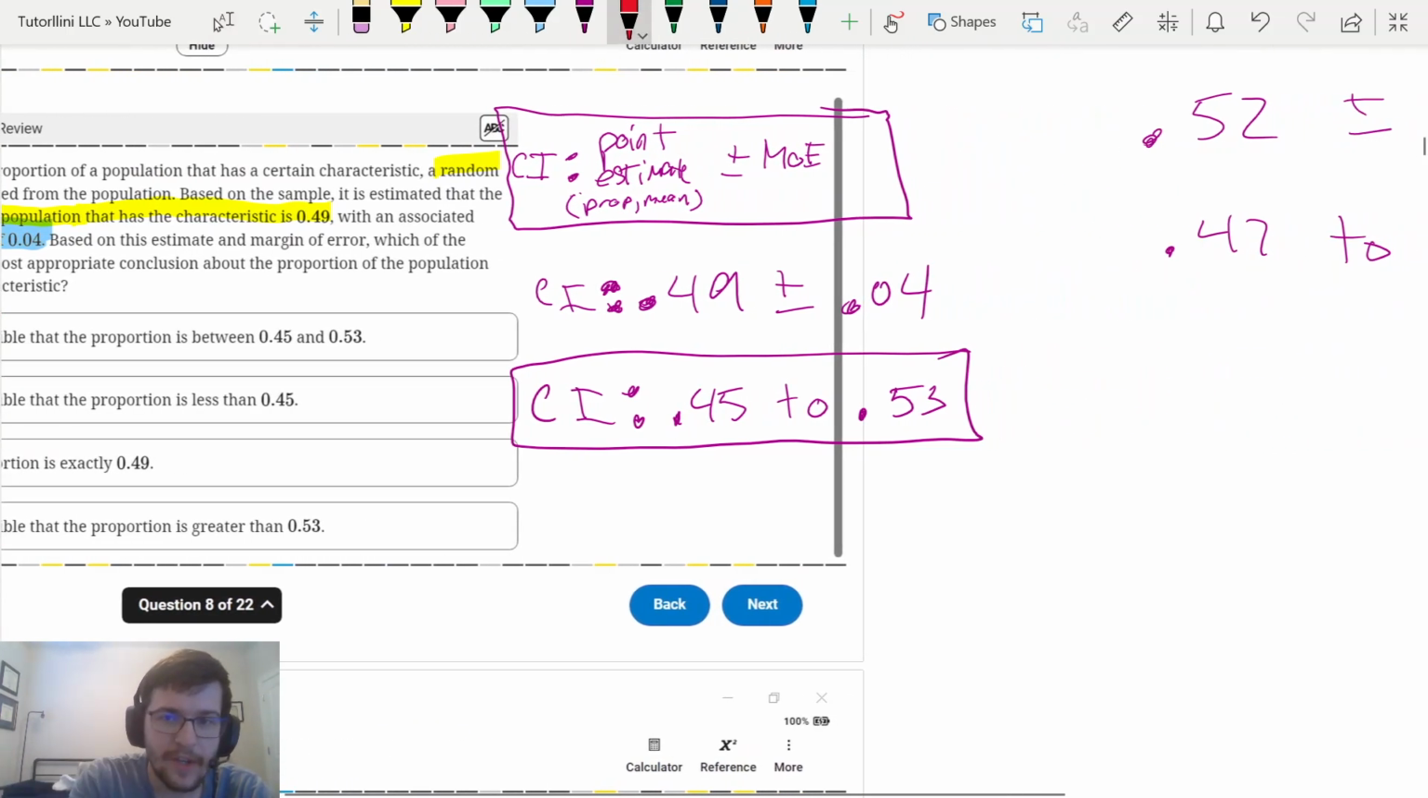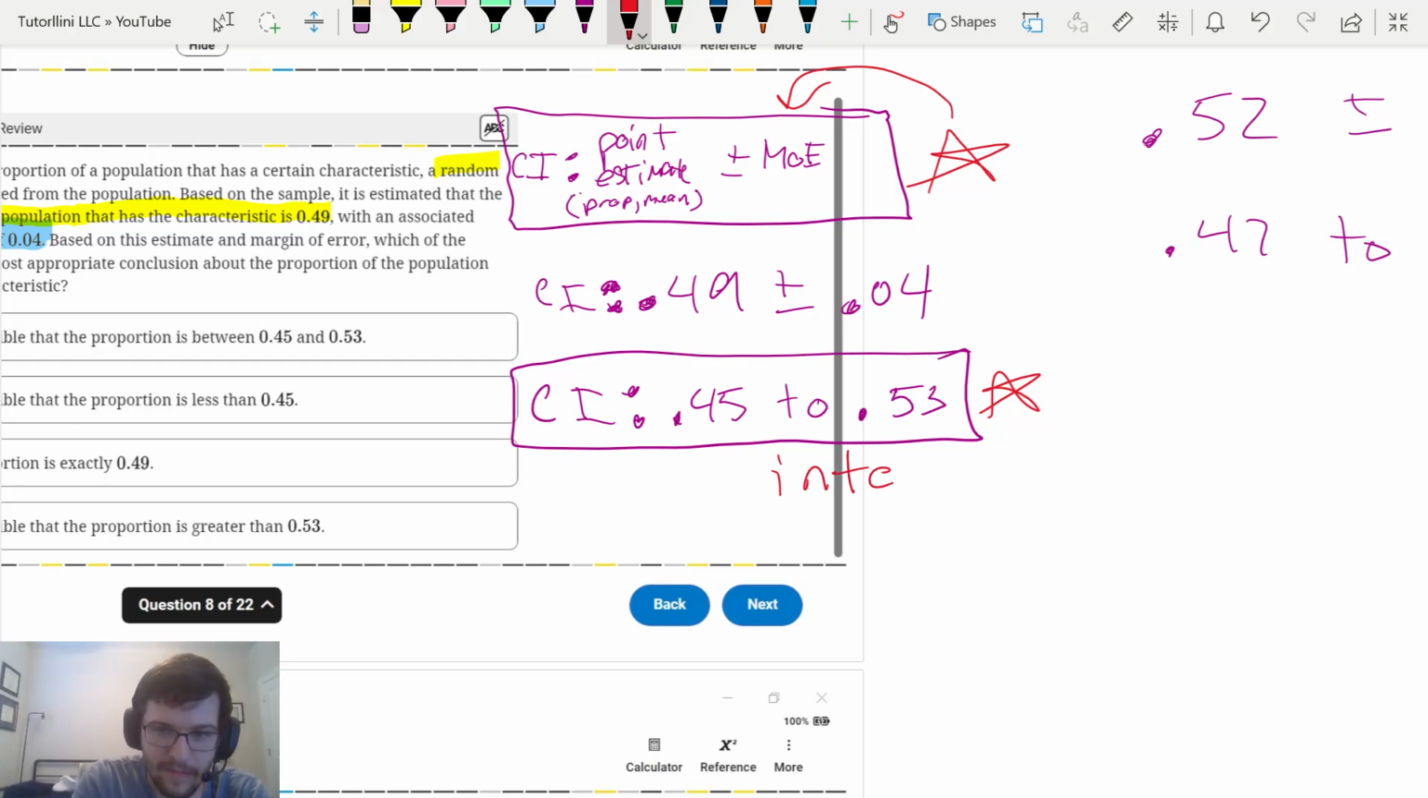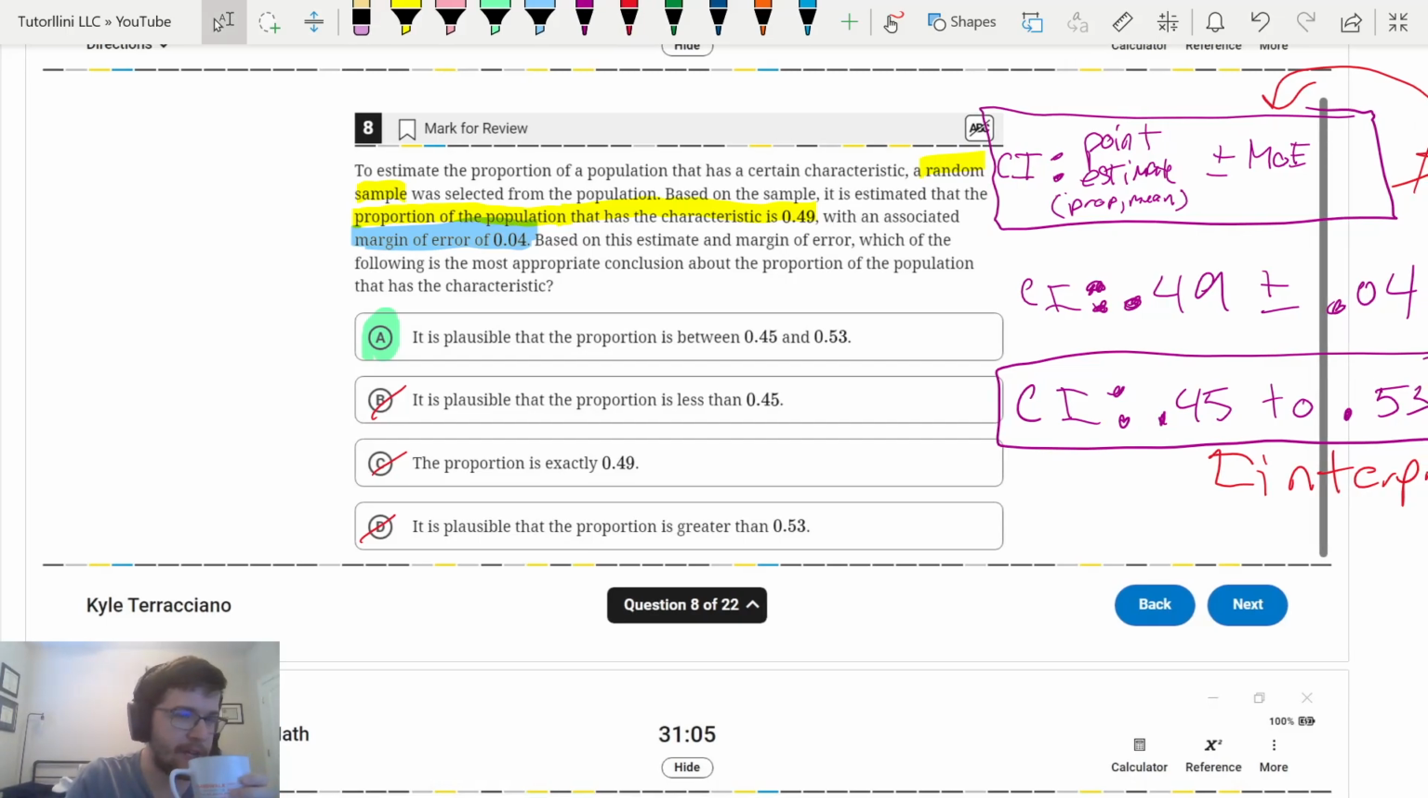Again, you really need to know this formula here, and you really need to understand how to interpret this. And remember what I said: it's the plausible values for the population proportion or the population mean, depending on which problem you're doing. Okay, so 8 is A.